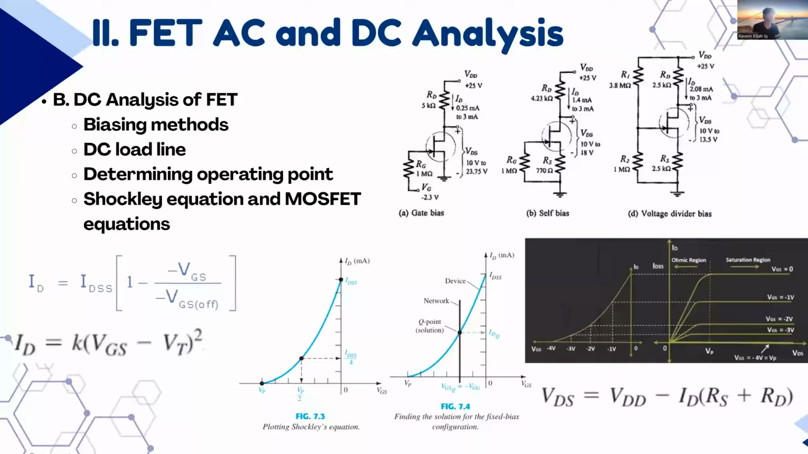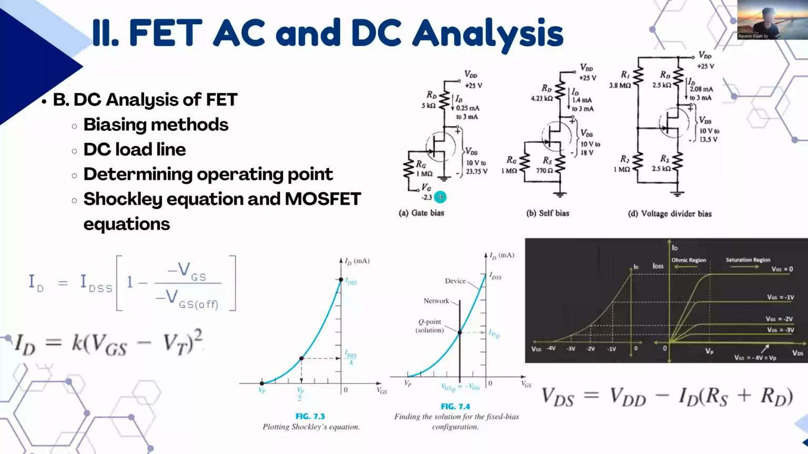Let's talk about the fixed bias, or gate bias. It uses a separate DC voltage source to set VGS. While simple, it requires two separate power supplies and lacks self-stabilization.